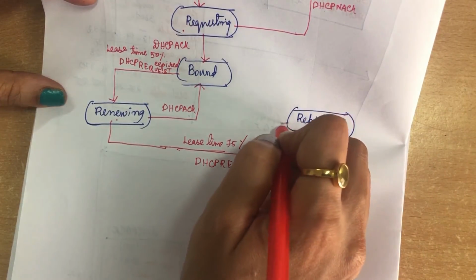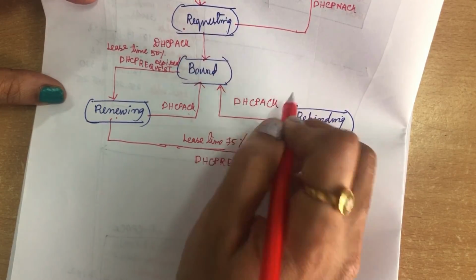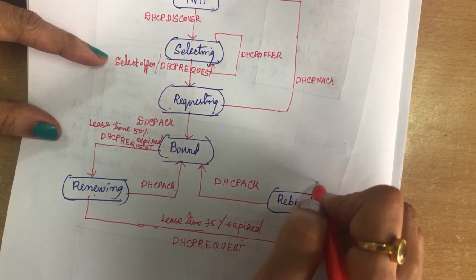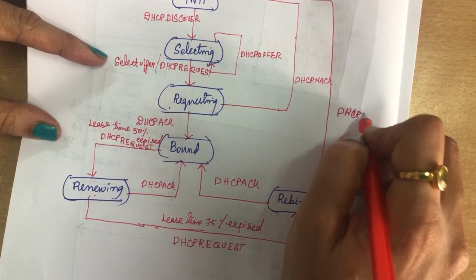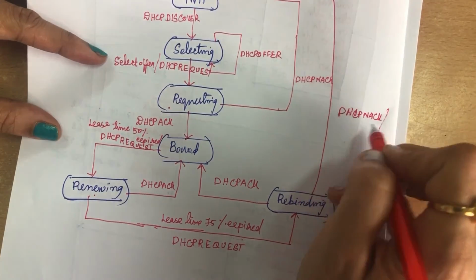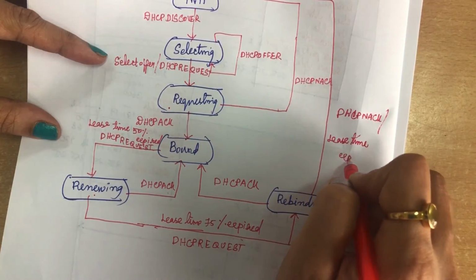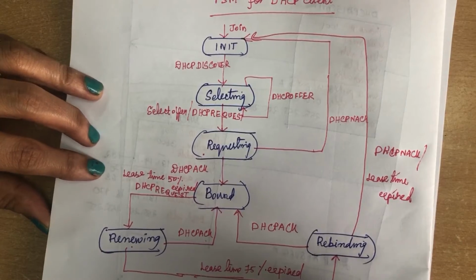Again, if the server sends a DHCP acknowledgement message, it goes into the bound state. Otherwise, if it is not receiving any message, or if it receives a DHCP negative acknowledgement, or if the lease time expires, then it goes to the initial state. So these are the states we have in the finite state machine.